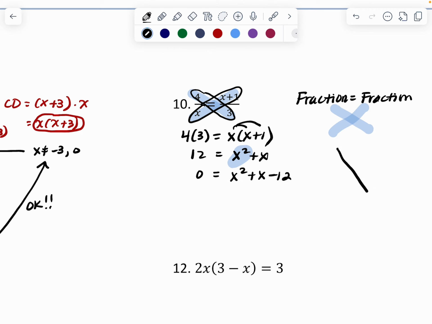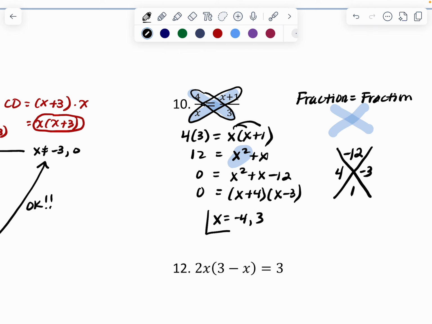Now, let's see if we can find two numbers that give us negative 12 when we multiply them and give us 1 when we add them. I believe that would be 4 and negative 3. So this factors to x plus 4 times x minus 3. And setting each of those factors equal to 0 will give us x equals negative 4 and x equals positive 3.